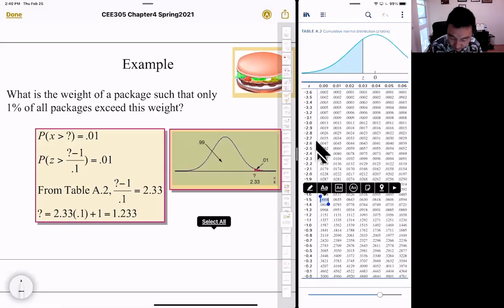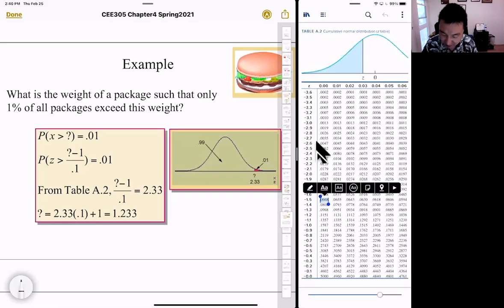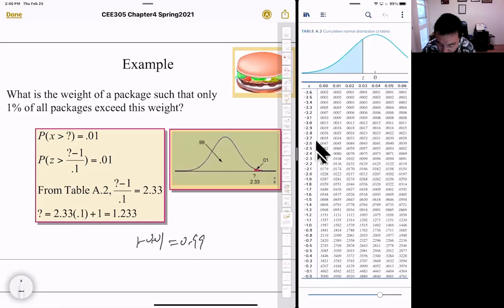But this is the right-hand tail. Remember the table 8.2 is left-hand tail. So we need to find the probability of 1 minus 0.01, which is 99%, 0.99. So we go to the table 8.2, find out what is the z-score corresponding to the probability of 99%.